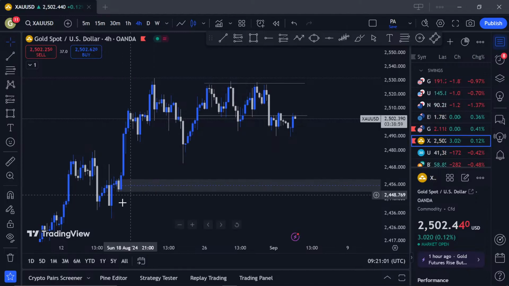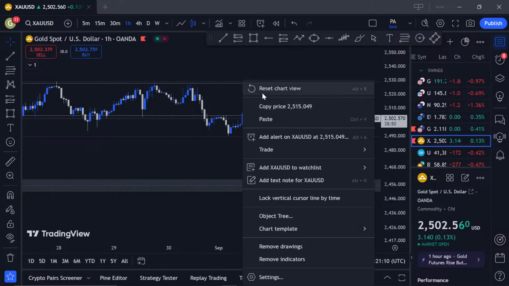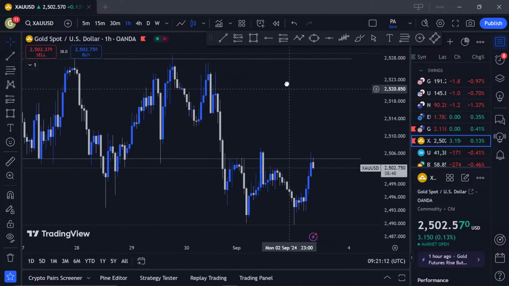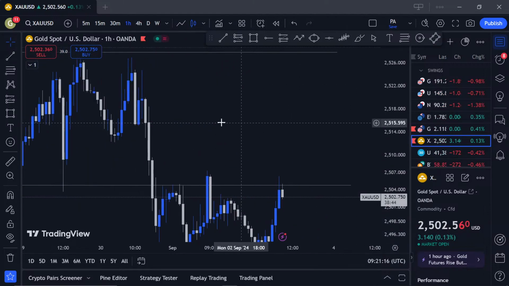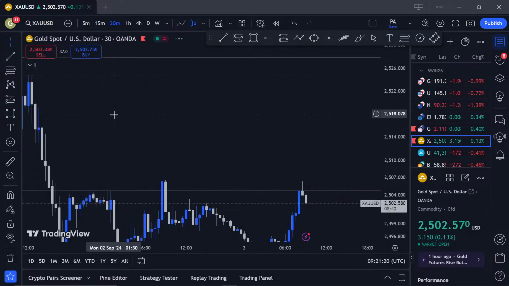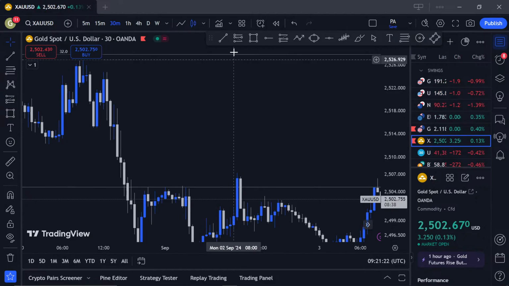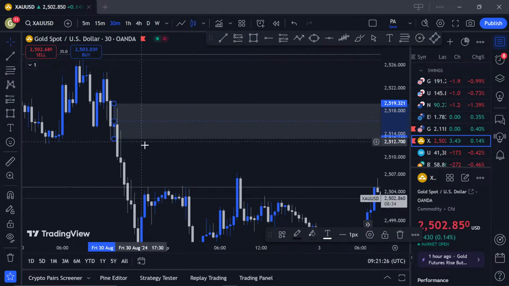So you can see on the 4-hour time frame, here's where the demand level is, which is at the 2,456 level. For that, let me come over to the 1-hour time frame to see if we're actually going to get areas to trade from. Now on the 1-hour time frame, let's just drop to the 30 minutes. Okay, here is where we have our supply level. Here is the supply on gold.